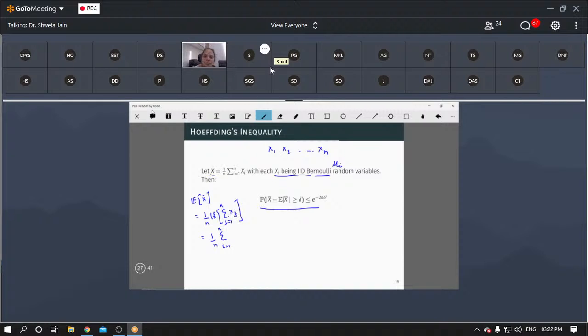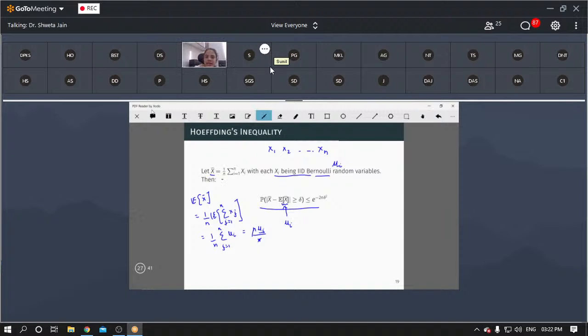Now expectation of x_j, these are IID random variables, so it is going to be mu_i. This is going to be n mu_i divided by n. This is going to be mu_i. So this term is going to be mu_i.